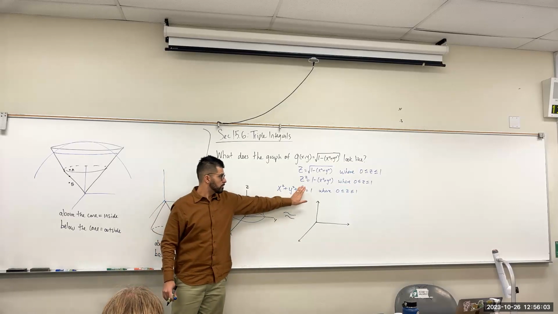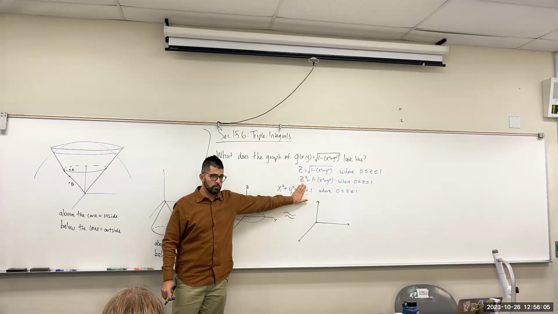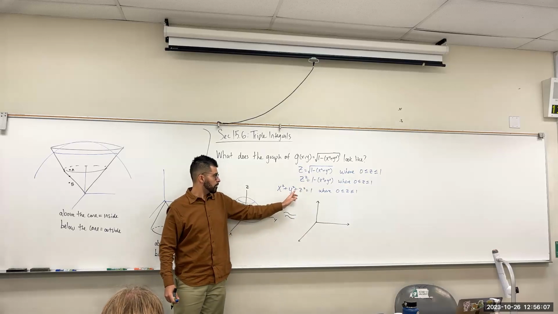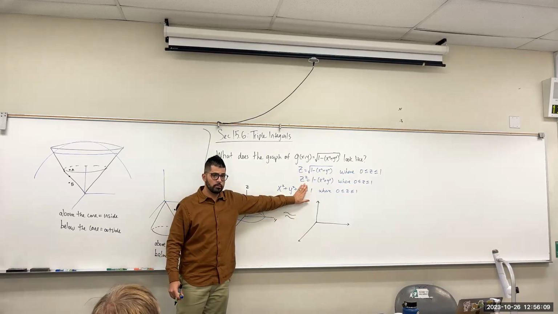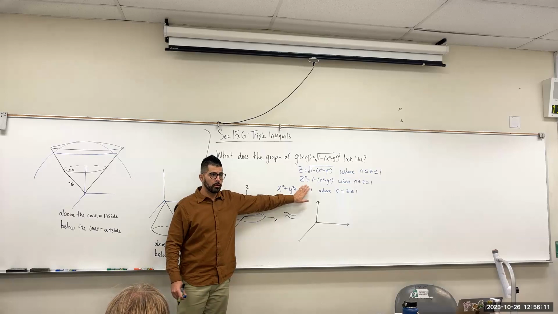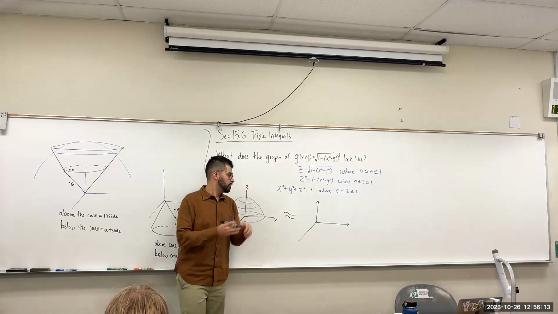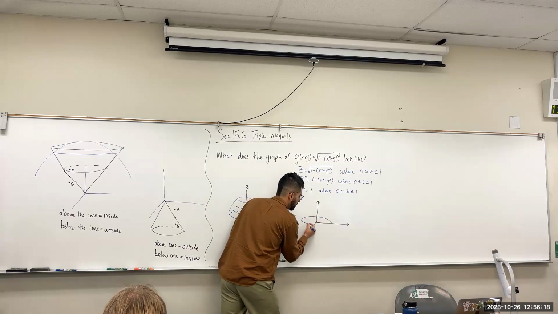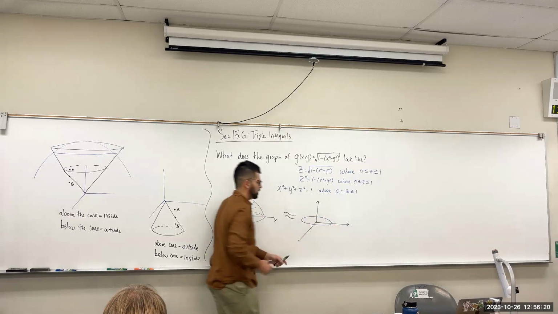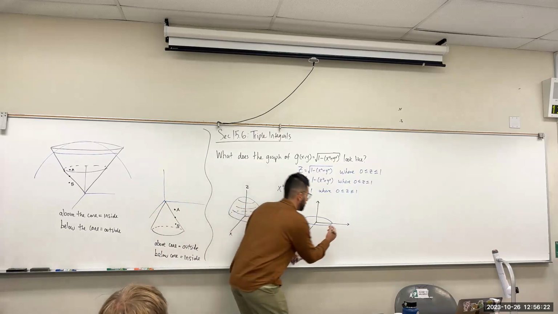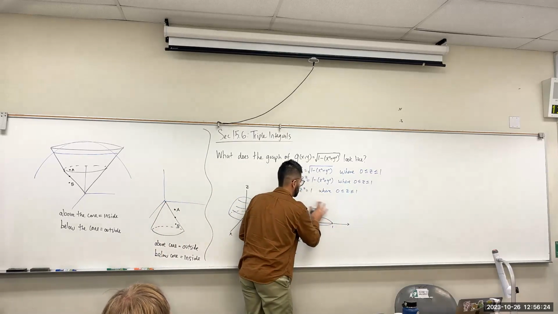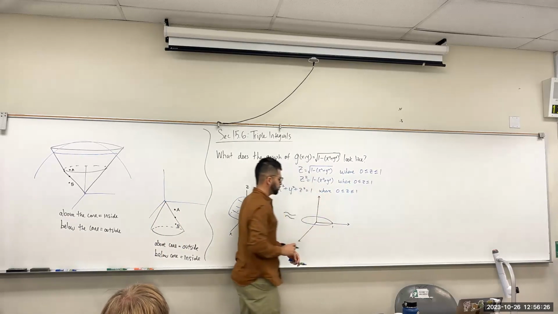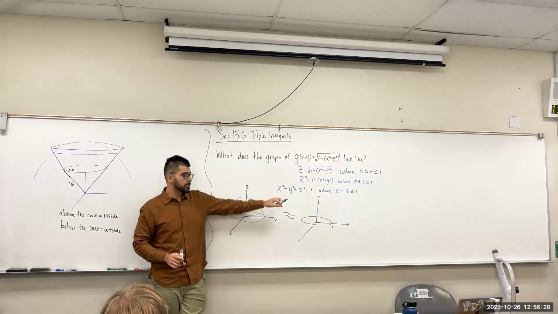When z is 0? Circle. Circle. You can see how it says x squared plus y squared equals 1? Of radius 1. So here you have a circle of radius 1. Let's say this is 1 right here, where z is 0.